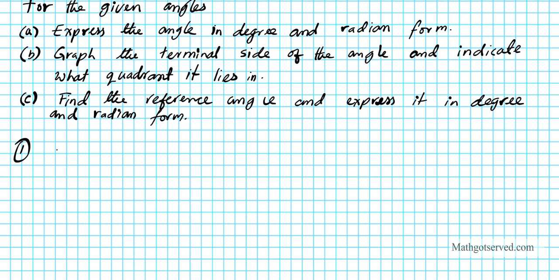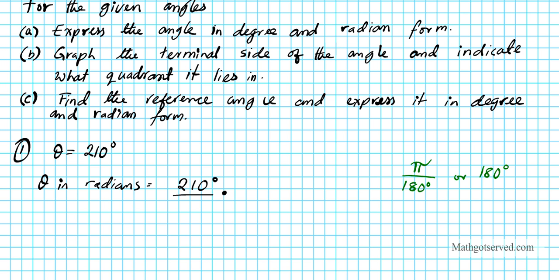For question one, we have theta equals 210 degrees. We can clearly see that the angle is given to us in degree form. So how do you express this in radians? We have to multiply 210 by the conversion factor. We have two options: either pi radians over 180 degrees, or 180 degrees over pi. So which of these two do we select?